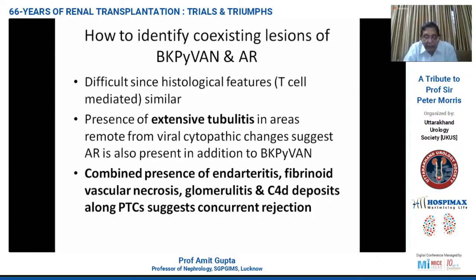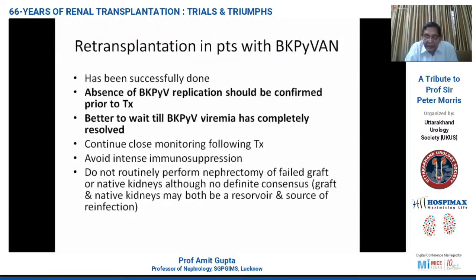Occasionally, acute rejection and BK virus nephropathy can coexist. If you have a combined presence of endarteritis, fibrinoid vascular necrosis, glomerulitis, and C4d deposits along the peritubular capillaries, they can suggest a concurrent rejection.